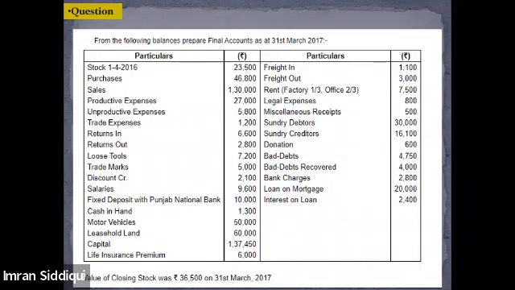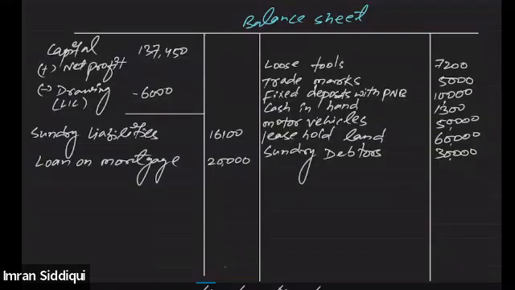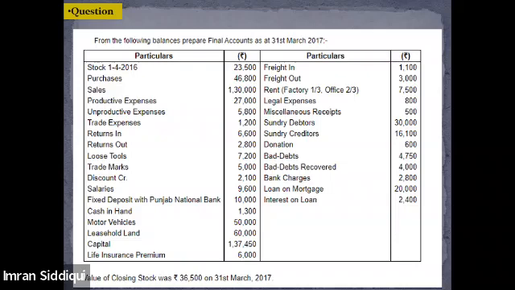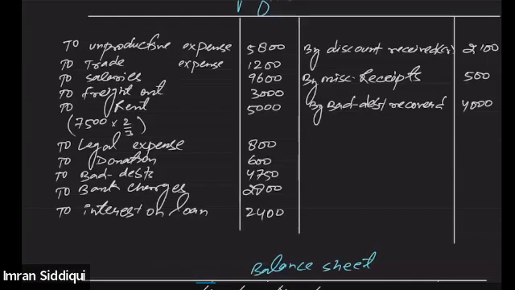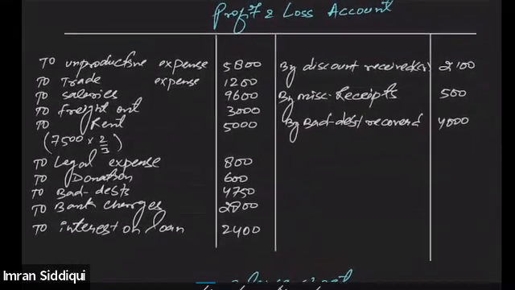Then we have interest on loan. We will be paying the interest on loan, obviously, and since we are paying interest on loan, it will be considered as an indirect expense again. All right, so interest on loan is an indirect expense. Interest on loan is 3,400. We'll be recording this on the debit side of the profit and loss account.